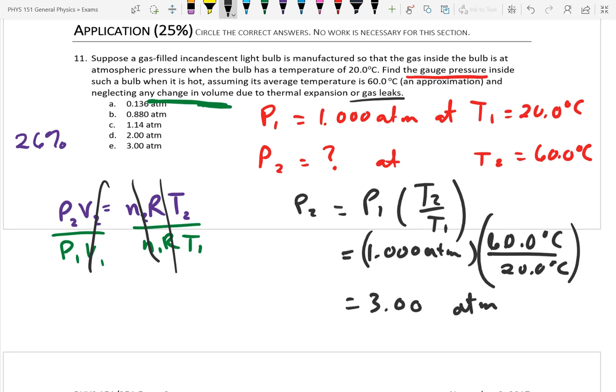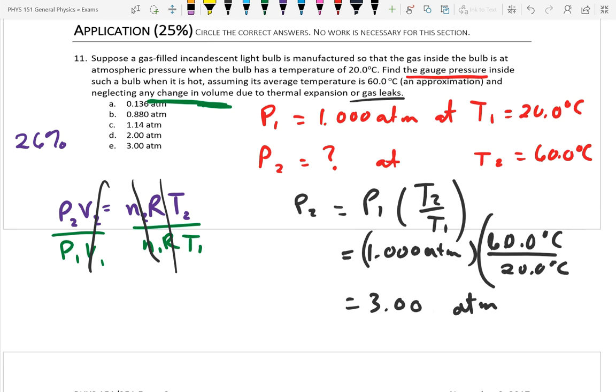What's wrong with what I just did? I didn't convert to kelvins. This is not a change in temperature. If it's not a change in temperature, you must use kelvins.